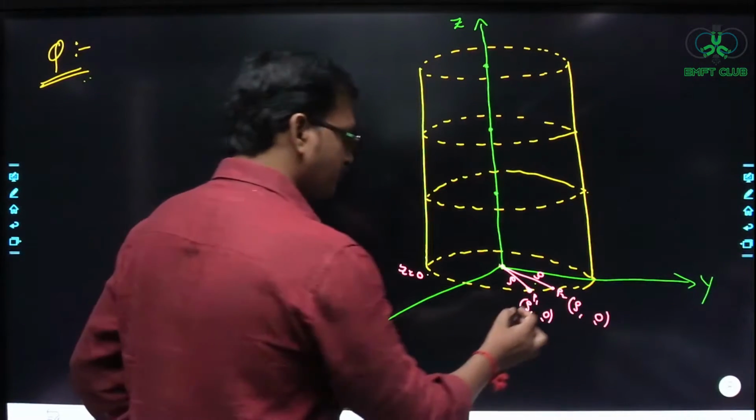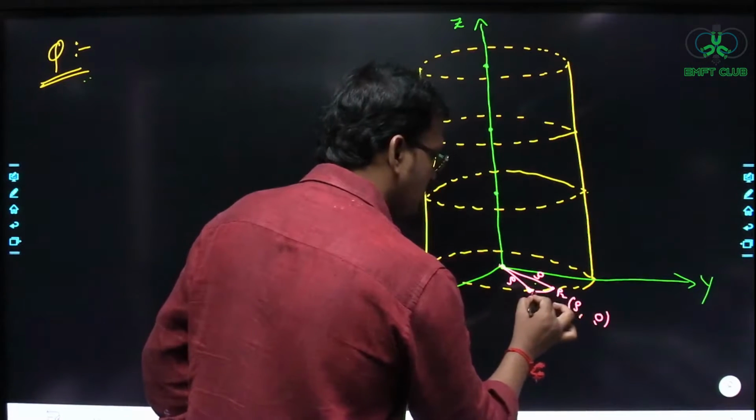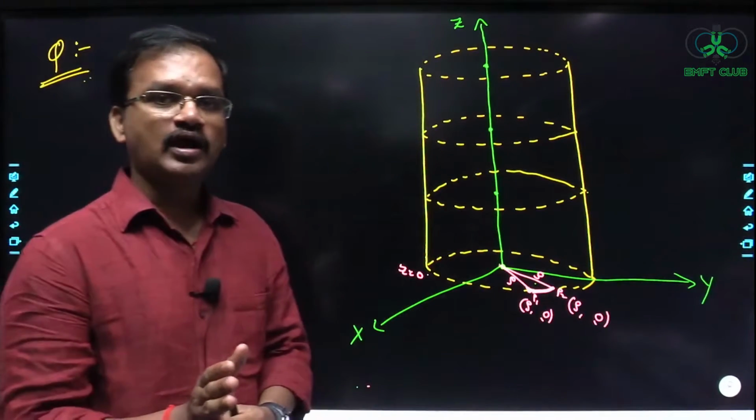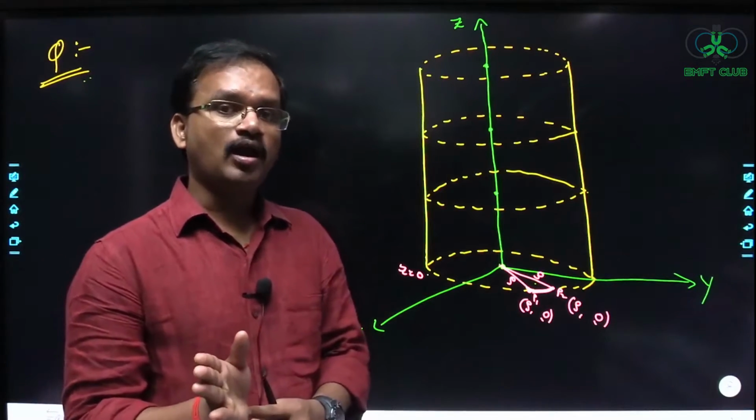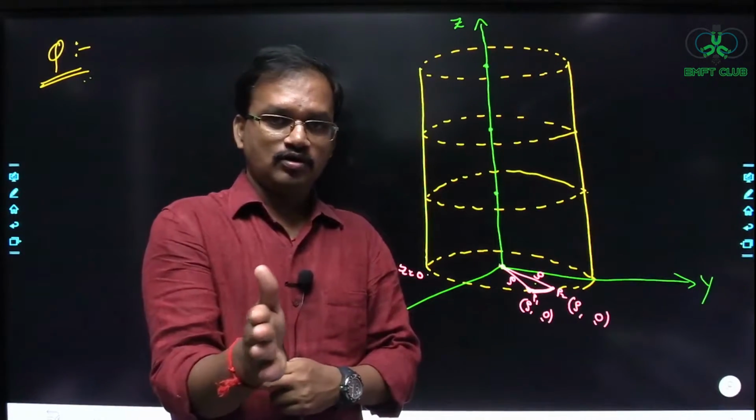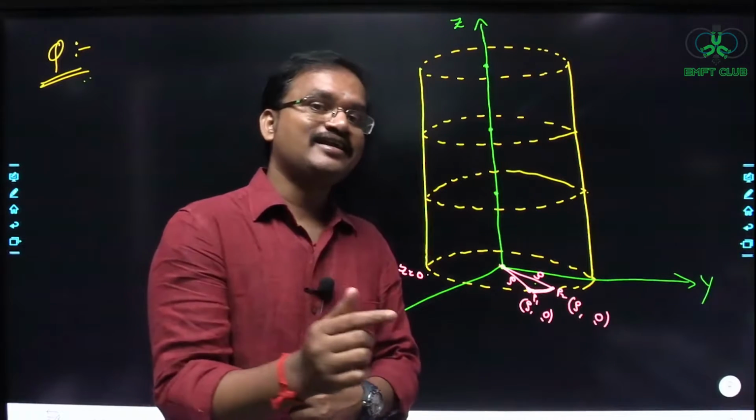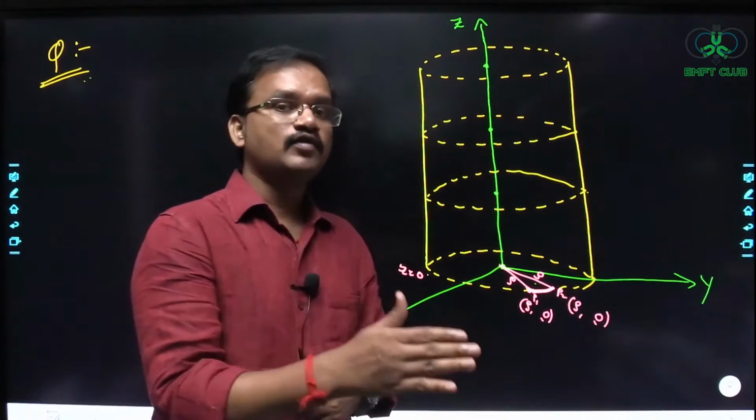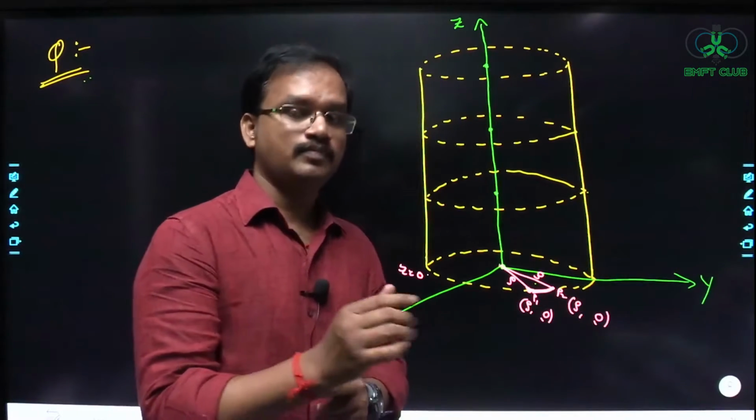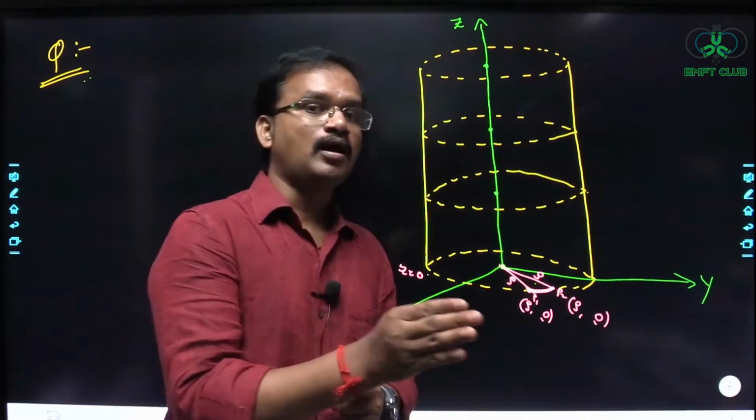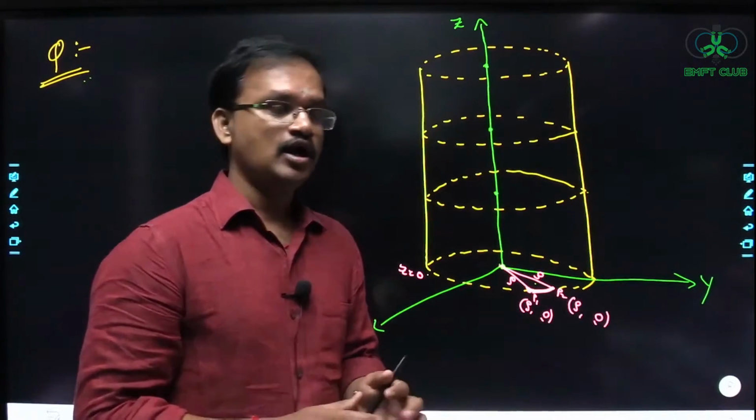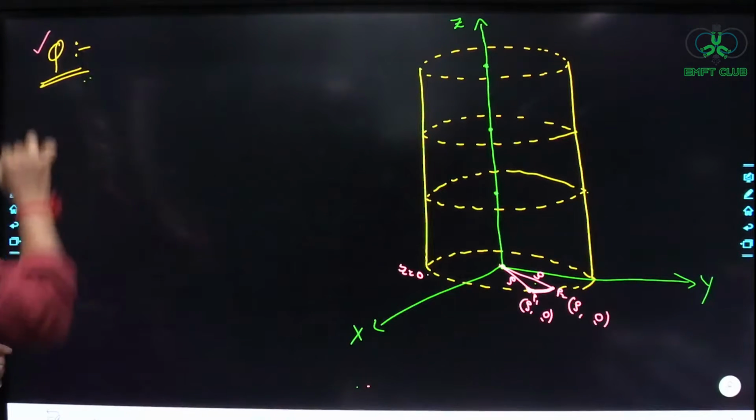See here, as I move from P1 to P2, am I moving along a straight line path or along a curved path? Tell me. You can easily see that you are moving along a curved path. So in order to represent the movement along the curved path, you need an angle. Yes or no? You need an angle, and that angle is nothing but phi.